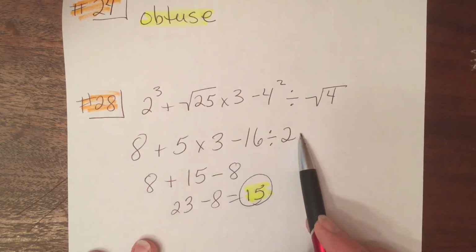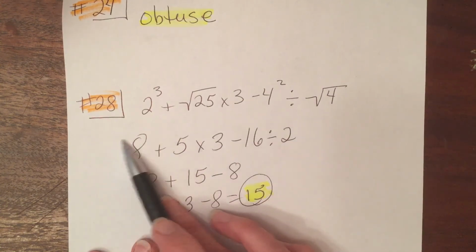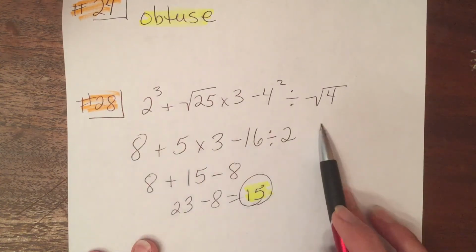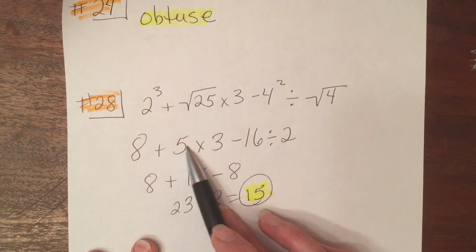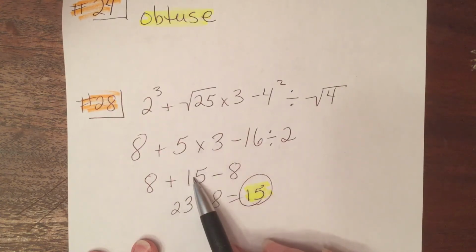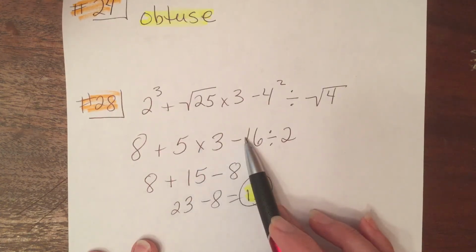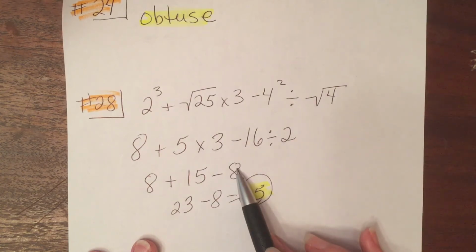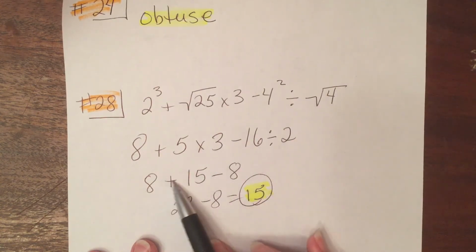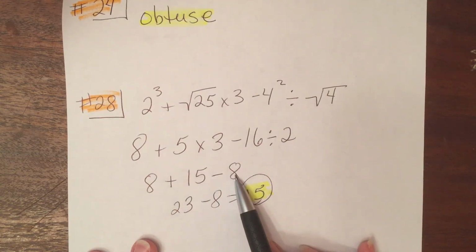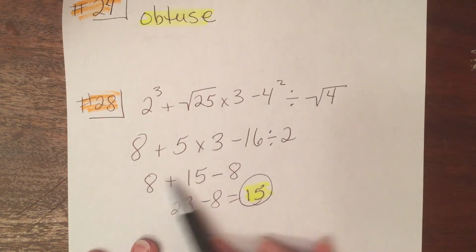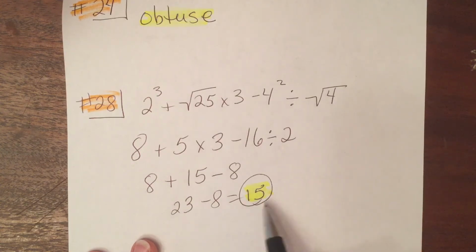Now here I am, and I want to take care of any multiplying and dividing I hit from left to right. So the first thing I hit is 5 times 3. That makes 15. Keep going, and I hit 16 divided by 2. That makes 8. Rewrite, 8 plus 15 minus 8. So now I can add and subtract from left to right. 8 plus 15 makes 23. Minus 8 gives us a final answer of 15.